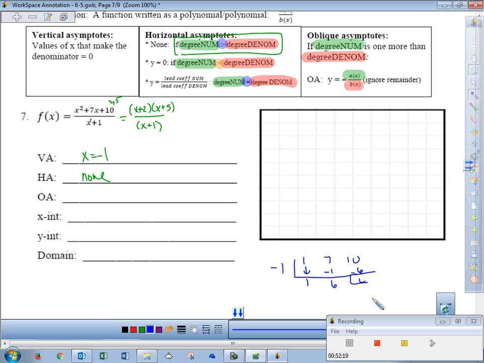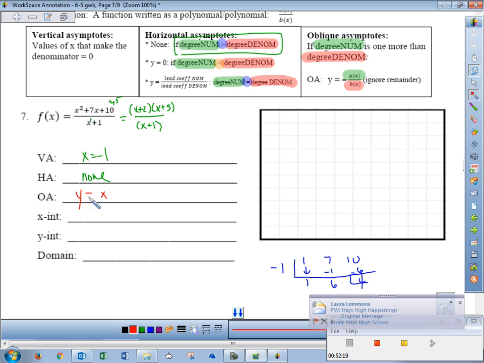Who is the oblique asymptote? Don't forget y equals x plus 6. This is the x, and this is the 6. Rock on. X-intercepts.